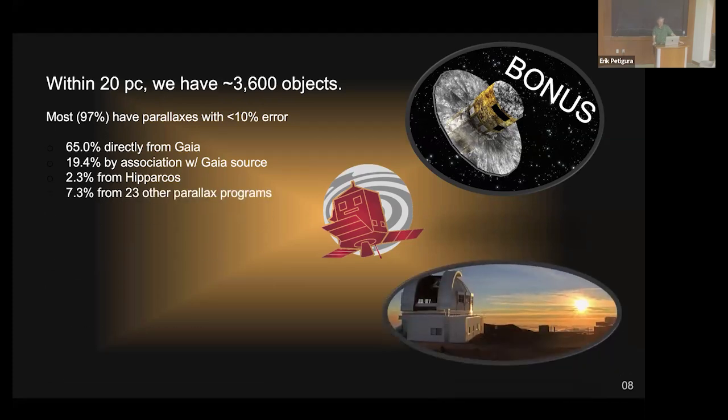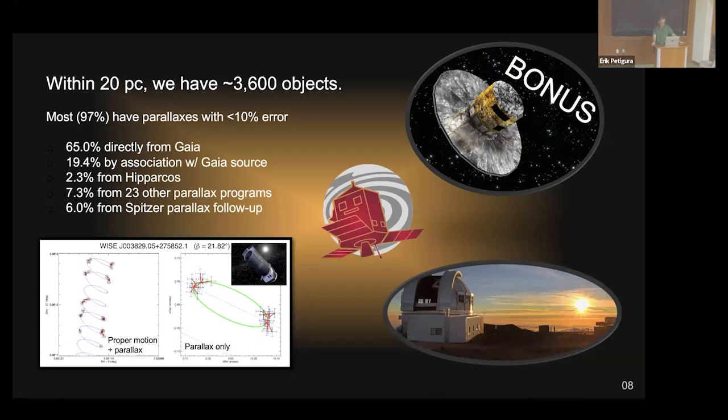Then that leaves the brown dwarfs. The brown dwarfs are not visible largely in Gaia. A few of the L dwarfs and a few of the T dwarfs are. But for the rest, we had to do parallax programs from the ground and space, and that was another 7.3%. And then for the last stragglers, at the very end before we published this paper, we got another 6% with Spitzer parallax follow-up, which is shown there in the lower left.